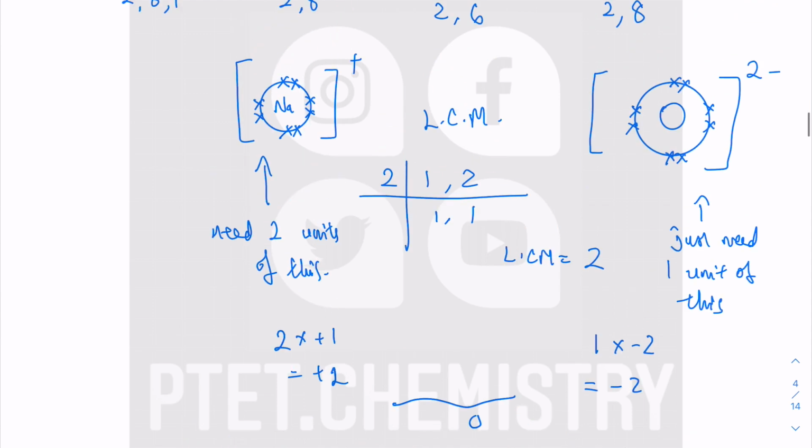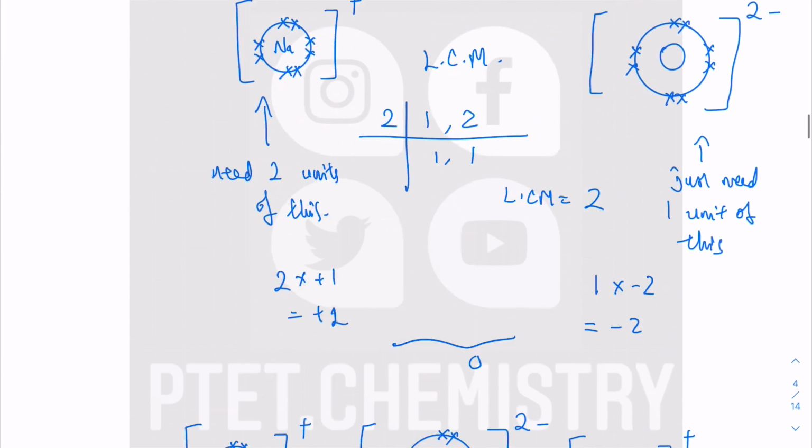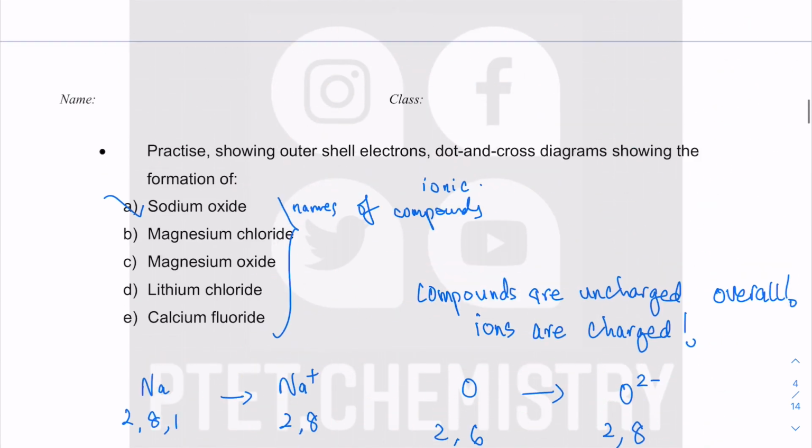So ionic compounds overall are uncharged, although the ionic compounds contain charged ions. Be very careful there. Right, so you need 2 of the Na plus, and you need 1 of the O2 minus. The next examples include magnesium chloride, magnesium oxide.